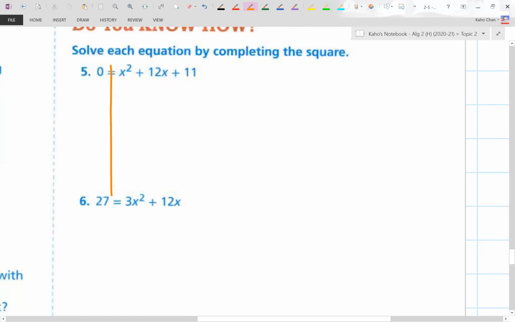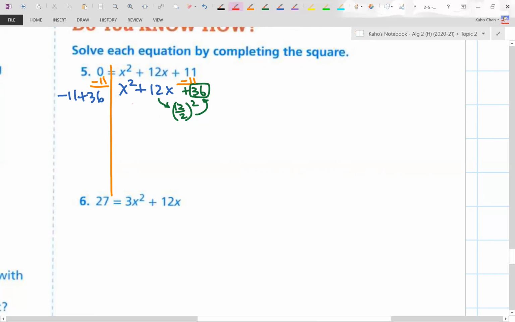All right. X squared plus 12x. I'm going to move the 11 to the other side. And now I'm going to complete the square. Half of 12 squared is 36. Oh no, I better add 36 to the other side. Right, 0 minus 11 is negative 11, great.